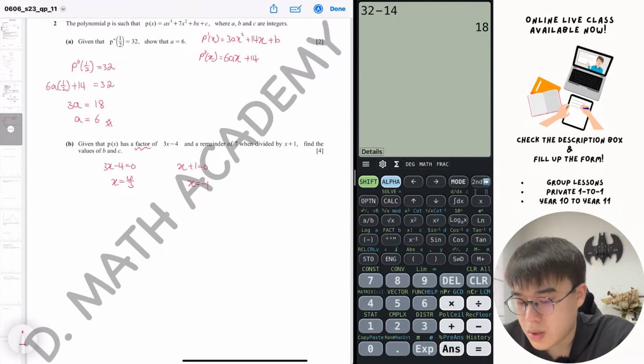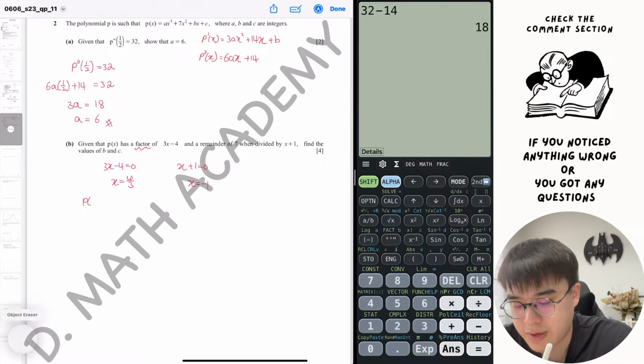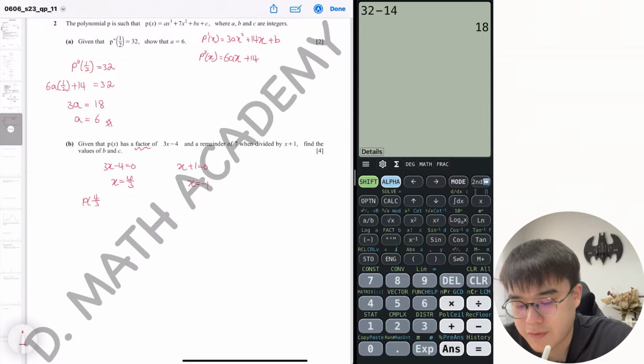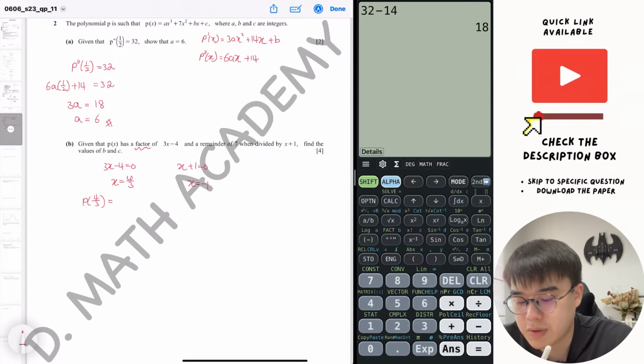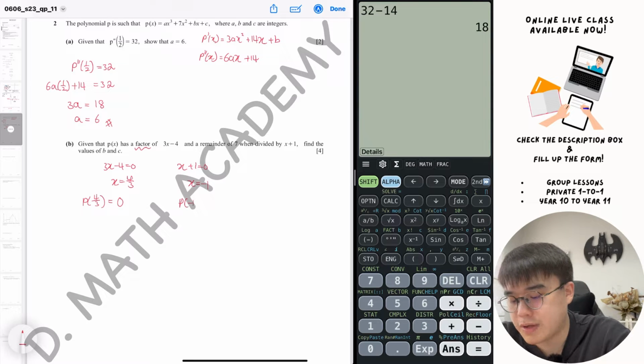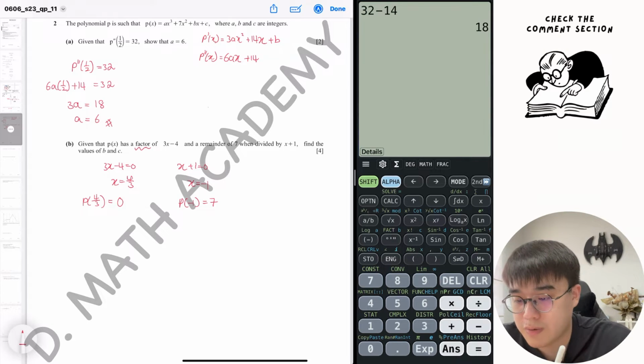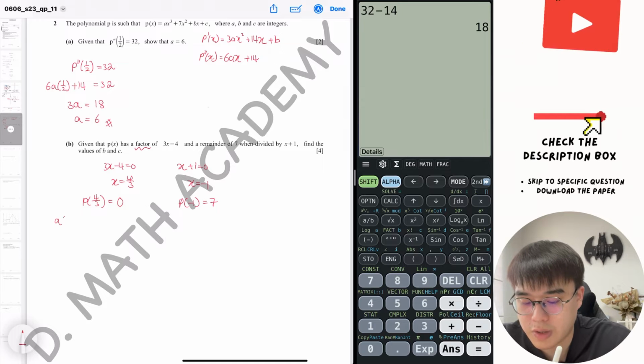Once you have this, I have this habit to keep myself informed: if I'm substituting 4 over 3 into it, since it's a factor, there will be no remainder. But when I put in -1, I have a remainder of 7. So with this extra step, I can now proceed to write out my equation.